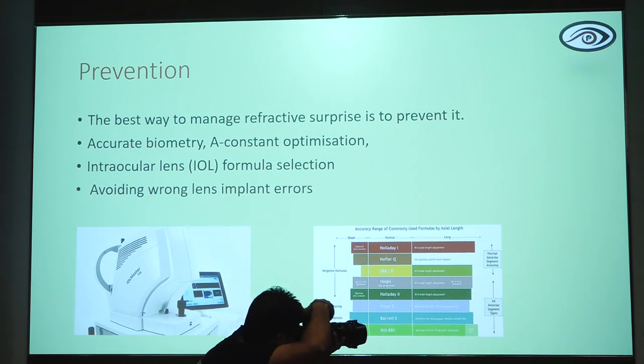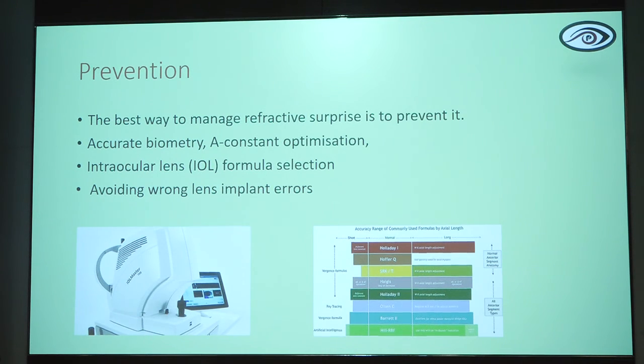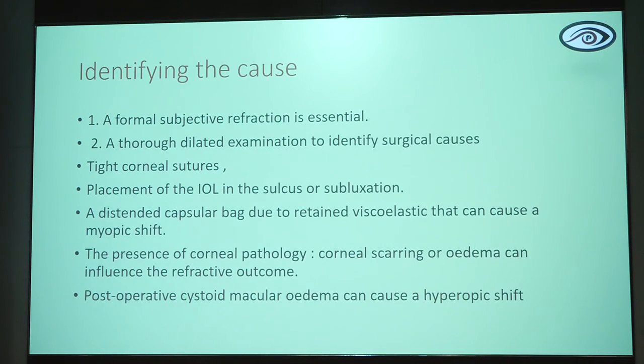So let me come to prevention. The best way to manage refractive surprise is to prevent it: accurate biometry and A-constant optimization. Some of our friends are still using immersion technology. You may have to do 2 to 3 readings and make sure that the proper IOL will be implanted. Very important is to select the proper intraocular lens formula. And lastly, as a surgeon, whatever your assistant gives, don't just accept it. In my OT, I always keep my case sheet open, and my assistant has to show me the exact lens, the exact A constant, and the particular lens power; only then will I implant.